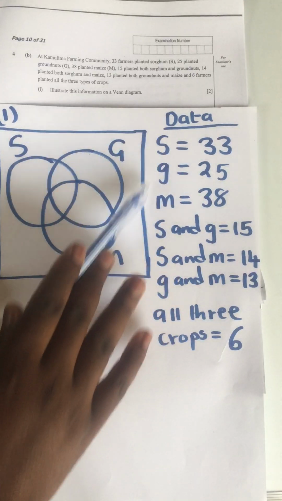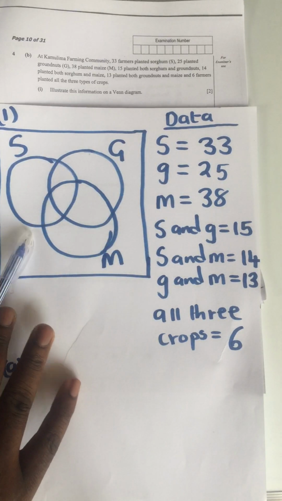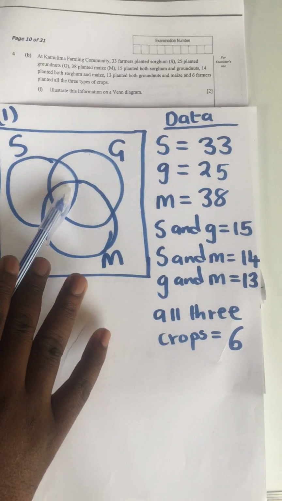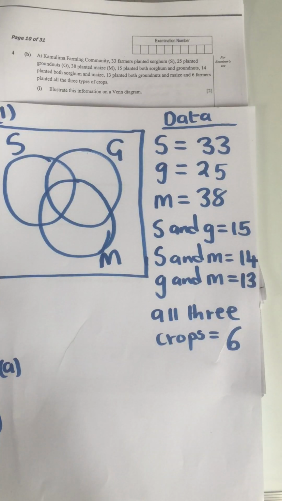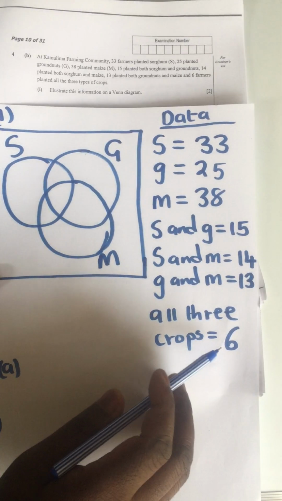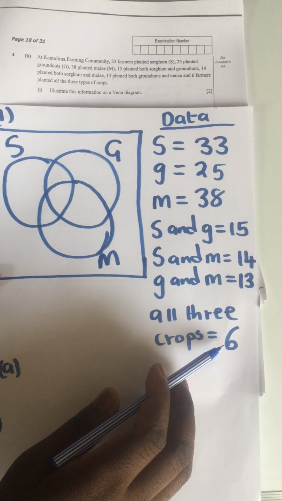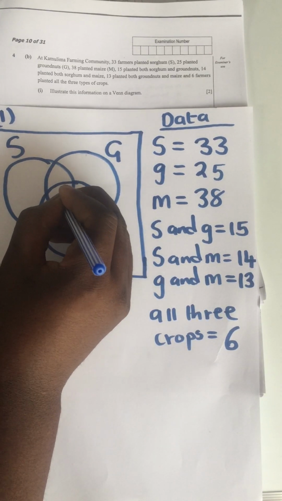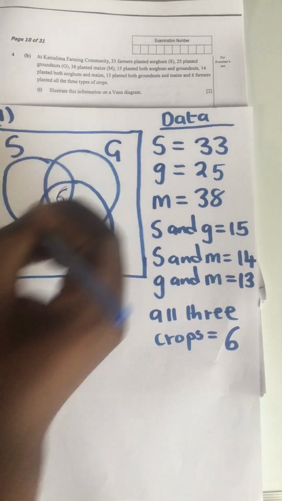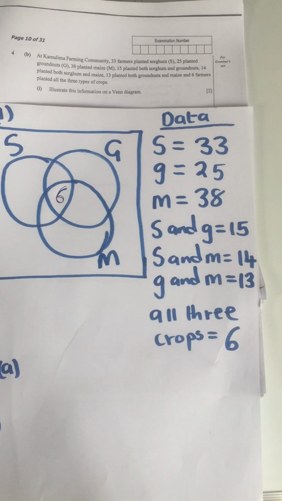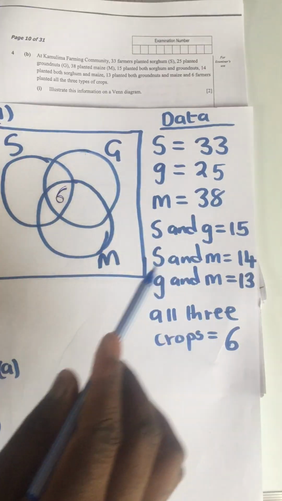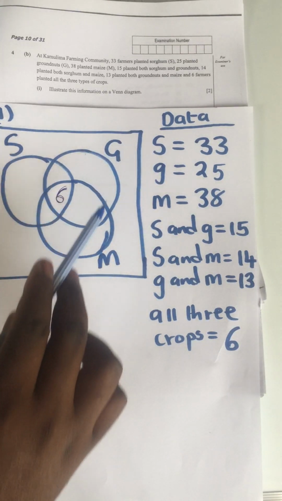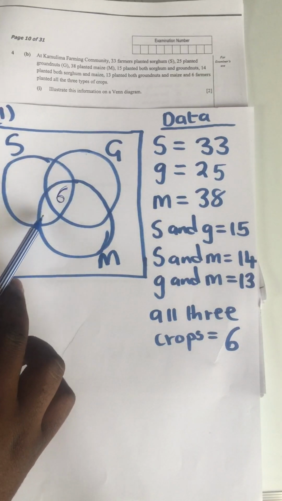So after you have done this, you draw this, what I've done, and the first thing you write in this set is the people who planted all the 3 crops, which is what? 6. That is the first step. So you put 6 here. The next step is to get the people who planted 2 crops. What do I mean? Those who planted sorghum and maize. So you check sorghum and maize so that we fill in these spaces.